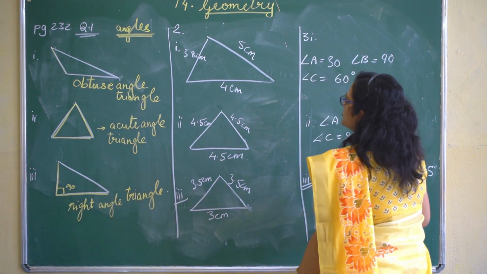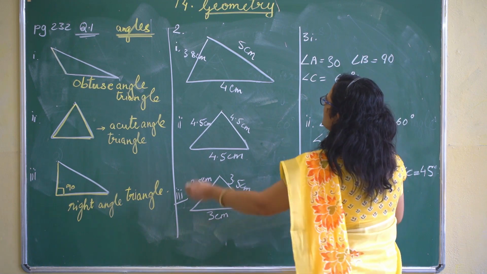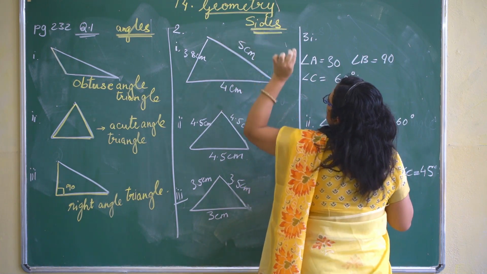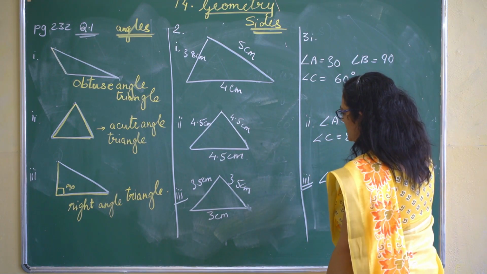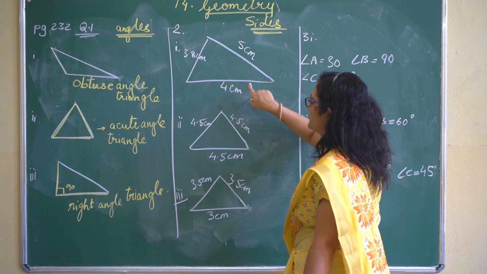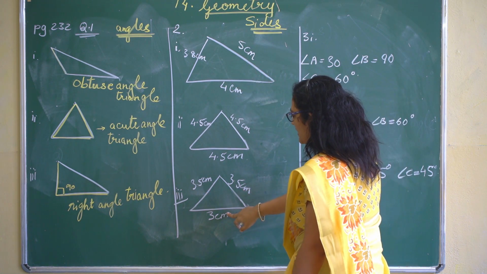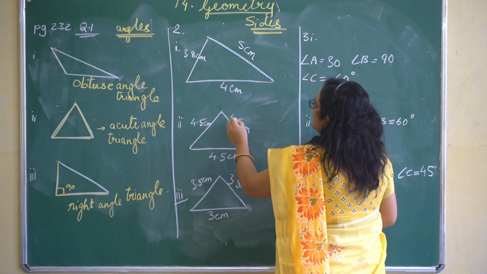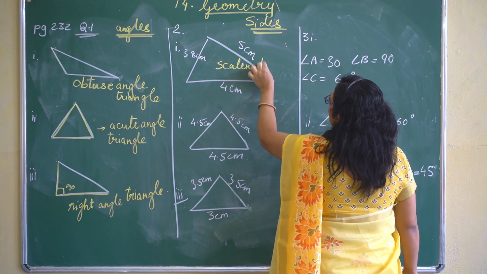Second question, we have to identify these triangles on the basis of sides. We have studied: all the sides equal, equilateral triangle; all the sides different is called a scalene triangle; and two sides equal is called an isosceles triangle. In this, all the three sides are different. So this is called what type of triangle? Scalene triangle.